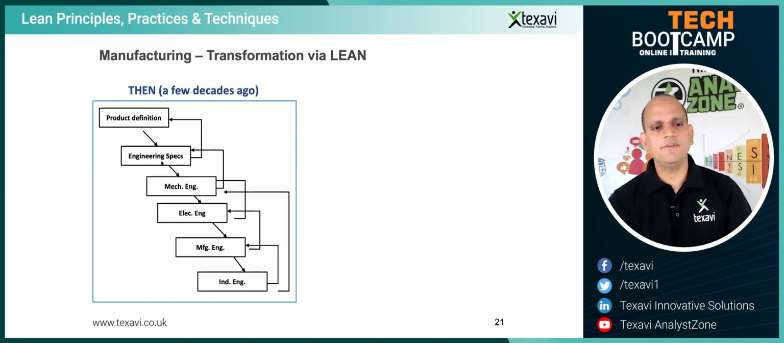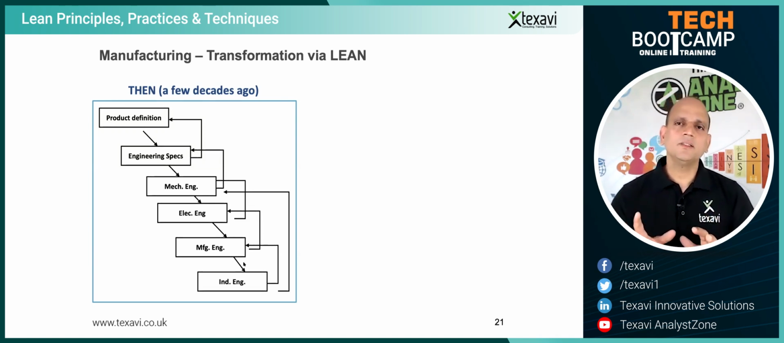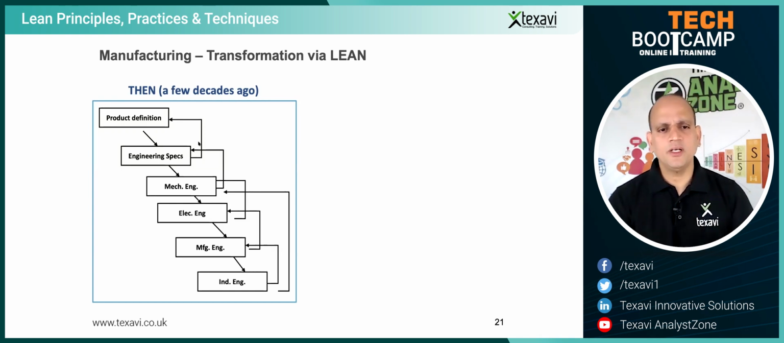So you've got a product definition, the engineering comes in, they come up with the specifications and the mechanical aspect of it, then the electricals, then the manufacturing, then the industrial engineering, then finally the production comes, and then they deliver. Is it ringing any bells? It's pretty much like what we had in the waterfall. I'll show that in the next slide. It's pretty linear, very sequential. You can't go back unless you put in a lot of effort.